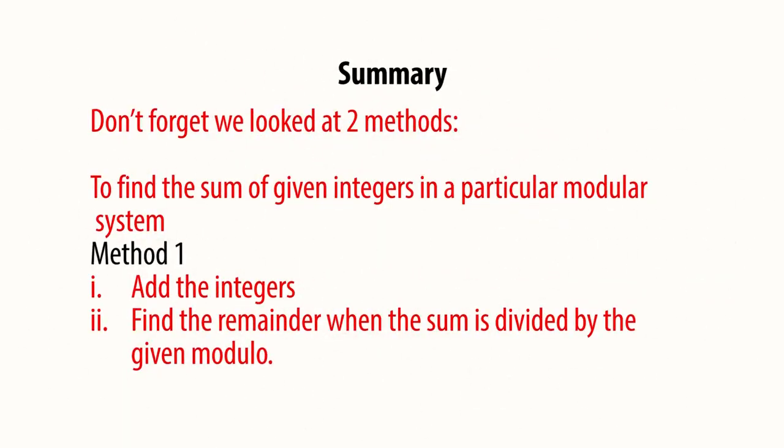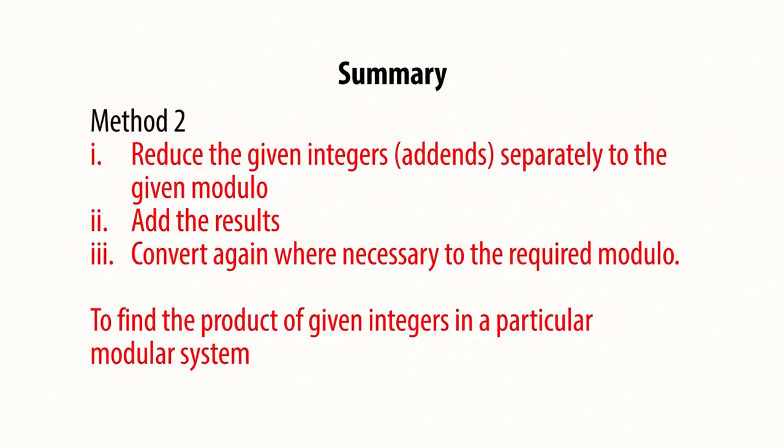And in this lesson, we learned 2 methods for addition and two methods for multiplication. We said that to find the sum, you first add the two integers and find the remainder when the sum is divided by the given modulo. Or you reduce the given integers separately to a smaller number. Then add the results and convert your answer to the required modulo.